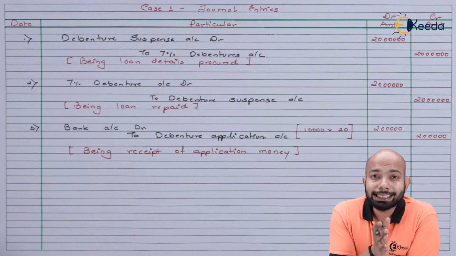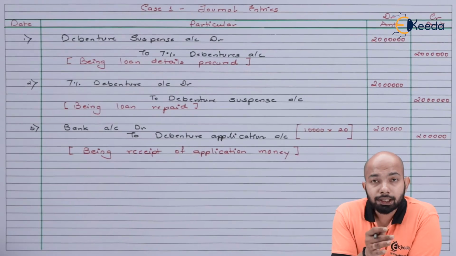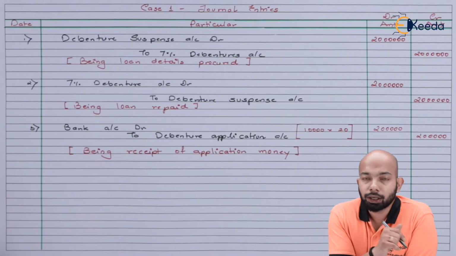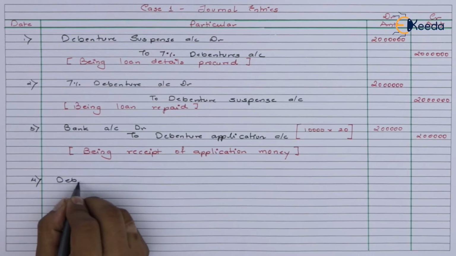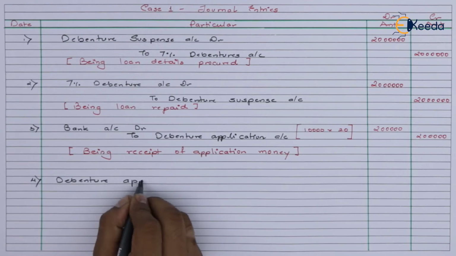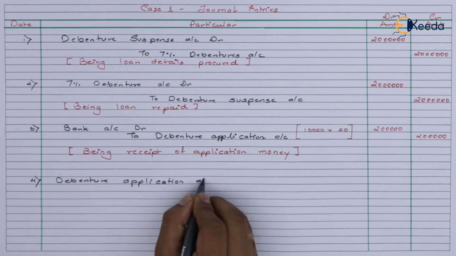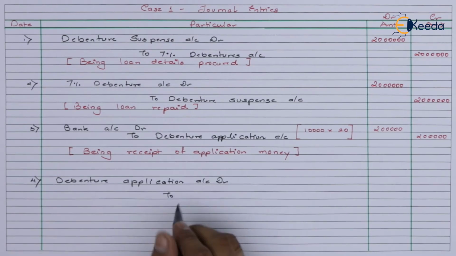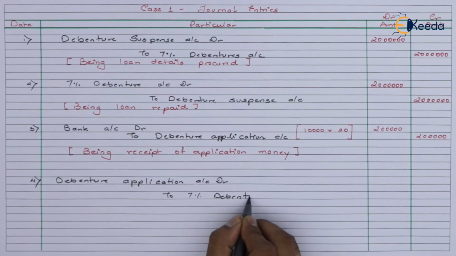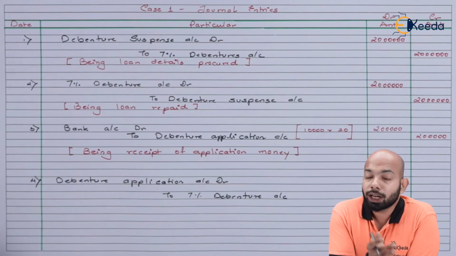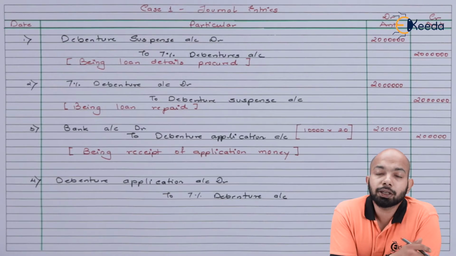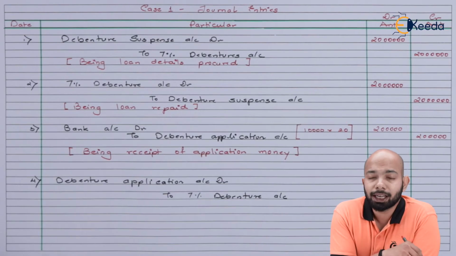Now, the next entry will refer to transfer of this application money to the debenture account. So let's move that entry. Entry has been passed, 7% debenture account has been credited and debenture application account has been debited. The amount will be the same, that is 2 lakh rupees. Let's mention the narration after the amount.